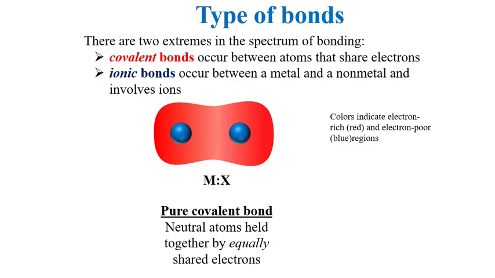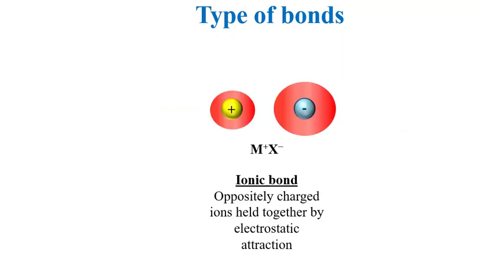So covalent bonds are between nonmetals, and if you have two atoms that are identically the same, they will share the electrons equally. And you can see that that is a pure covalent bond. On the other end, you can have an ionic bond where electrons are transferred from one metal to a non-metal. And the atoms are held together by the attraction between the two charges.